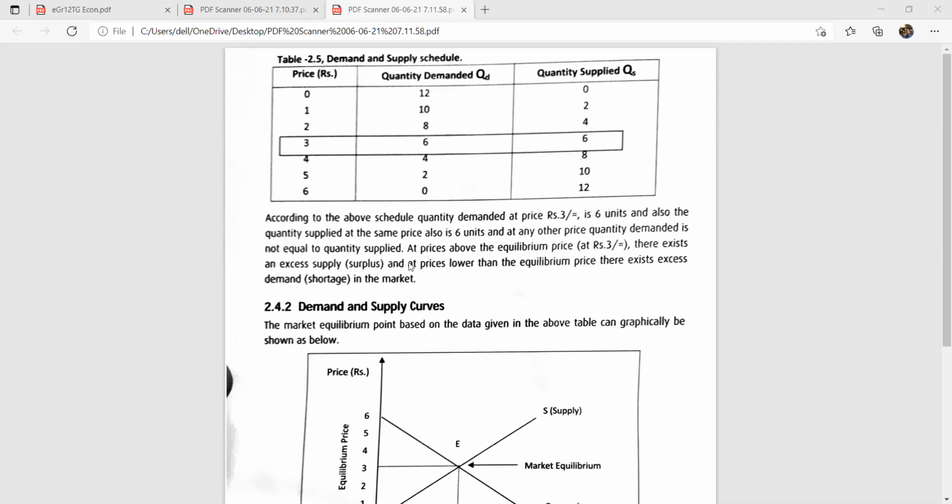At prices above the equilibrium price of 3 rupees, there exists an excess supply. At a price lower than the equilibrium price, there is excess demand, a shortage in the market. We will look at what excess demand and excess supply are before or after this. Anyways, this is the equilibrium quantity. This is the equilibrium price.